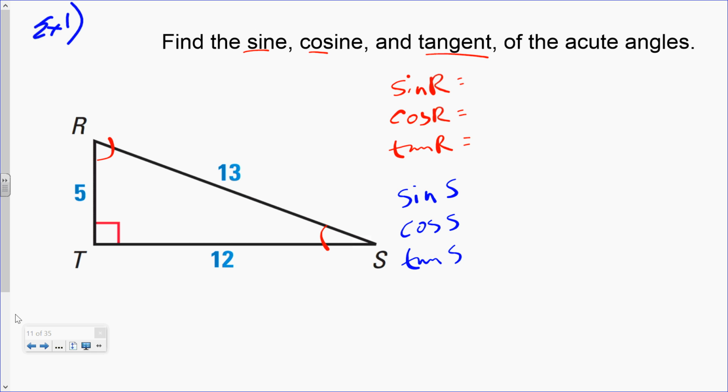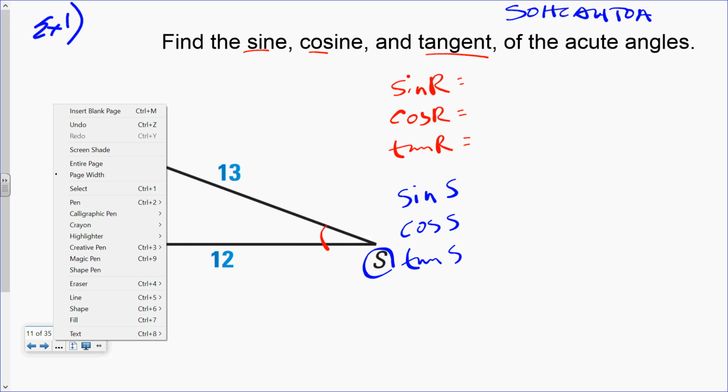Notice how I'm always doing it with the acute angles only. You never do trigonometry from the perspective of the 90-degree angle. It's only the 2 acute angles. Let's do it. Let me write my SOHCAHTOA up here.